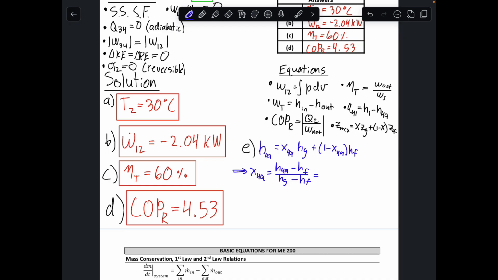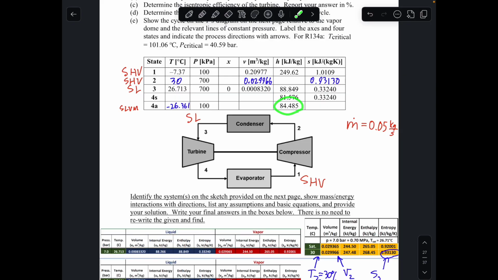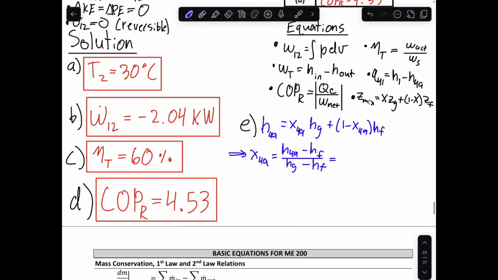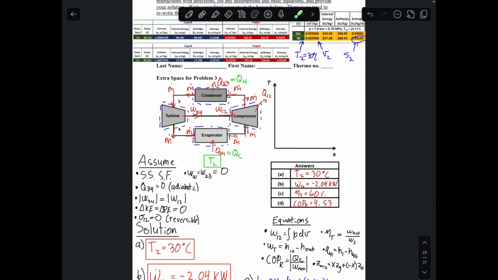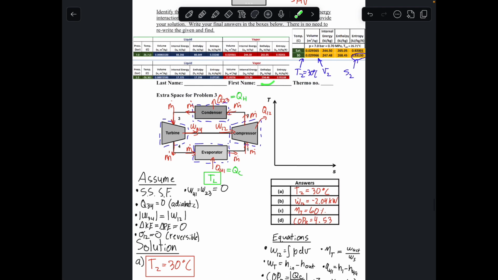And so if we plug in our values here, again, we are given this h4a up here, it is 84.485. I'm not going to write out the units just to save space, but these will all have the same units of kilojoules per kilogram. 84.485 minus hf we have from the table right here is 17.298. Divided by hg here is going to be this value from the table, 234.46.